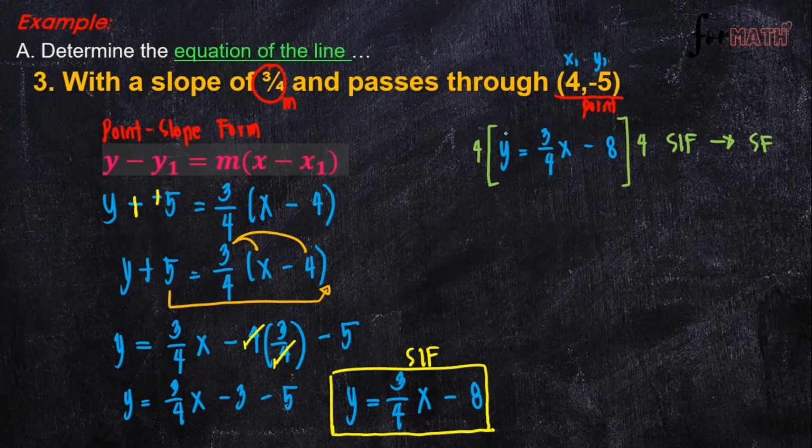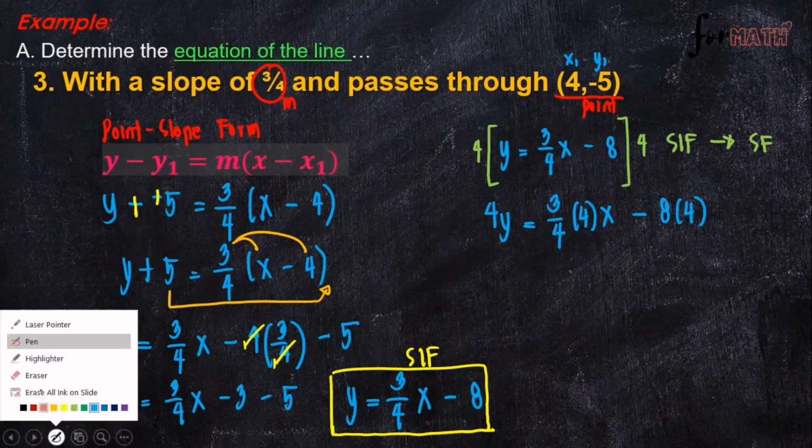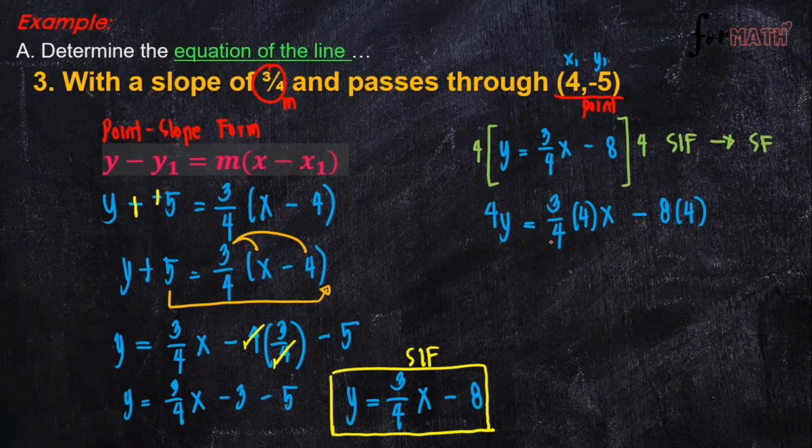Okay, so multiply lang natin. We have 4y equals 3 over 4 times 4 and then x minus 8 times 4. Okay, pwede nyo na pong idiretso yan kung sanay na po kayong gumawa ng ganitong solution. Pwede na yung cancel mo agad yung 4 and then multiply mo na yung 8 times 4. Pwede naman po. So pinakita ko lang para alam nyo kung paano ginagawa. So in this case, pwede natin simplify ito. Diba? Cancel na siya.